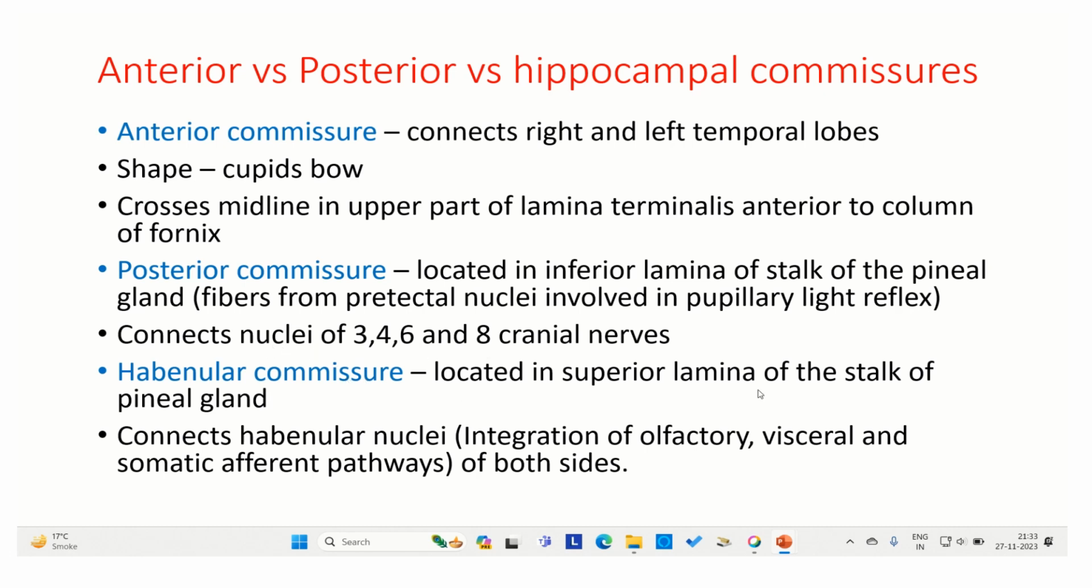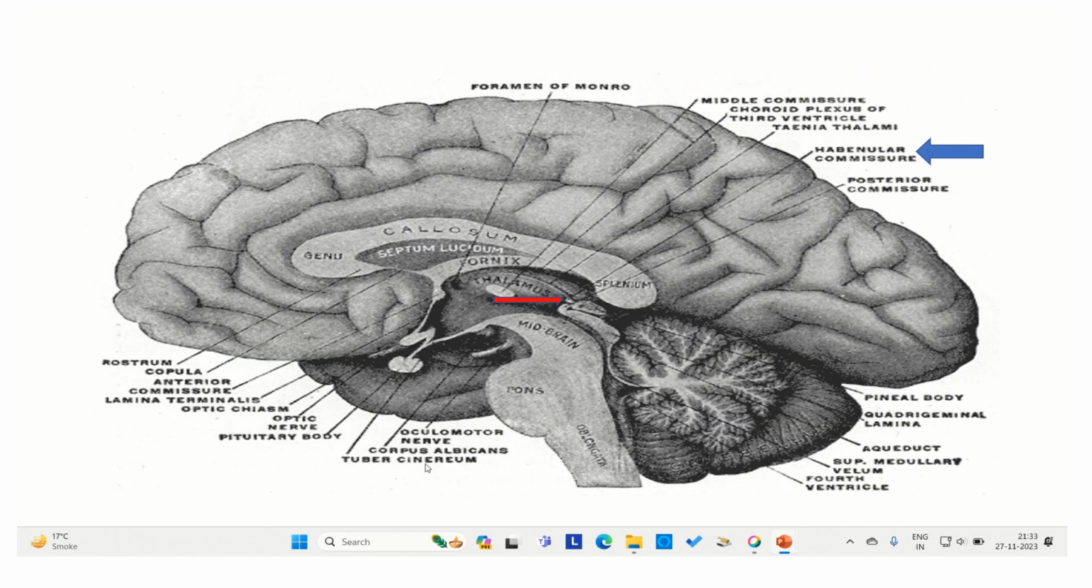Habenular commissure, located in the superior lamina of the stalk of the pineal gland, connects the habenular nuclei. These are concerned with integration of olfactory, visceral, and somatic afferent pathways of both sides. You can see here this is the anterior commissure, habenular commissure, posterior commissure, corpus callosum. You can see here this is the septum pellucidum, this is the fornix.